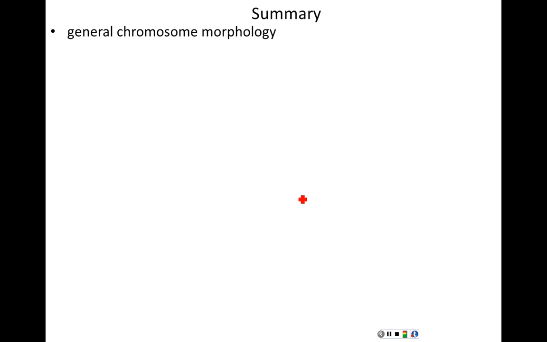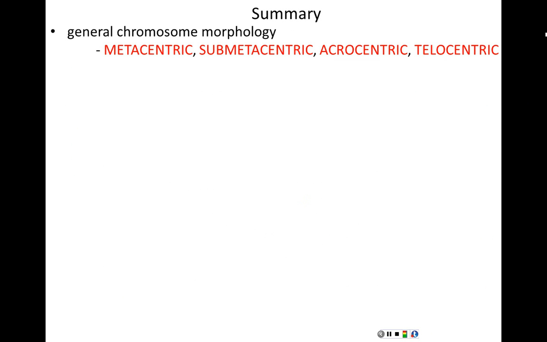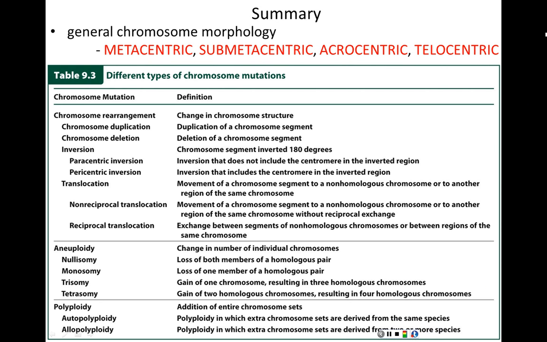So what did we talk about in this lecture? Well, we began just talking about general chromosome morphology. What do chromosomes look like? How do we describe chromosomes? What terms do we use when describing chromosomes? And how do we recognize chromosomes? We use terms like metacentric, submetacentric, acrocentric, and telocentric to describe the position of the centromere. We talked about staining patterns as ways of visualizing chromosomes.